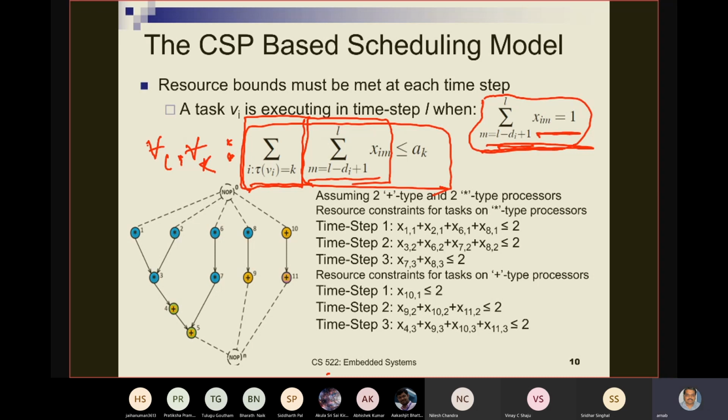Similarly, at time step 3, what do you have? x43 plus x93 plus x103 plus x113 less than or equal to 2. And for time step 4, x54 plus x94 plus x114 less than or equal to 2. If you have understood this, then I will proceed to the objective function. Have you understood this constraint? Yes, sir. So now I will proceed to the objective function.